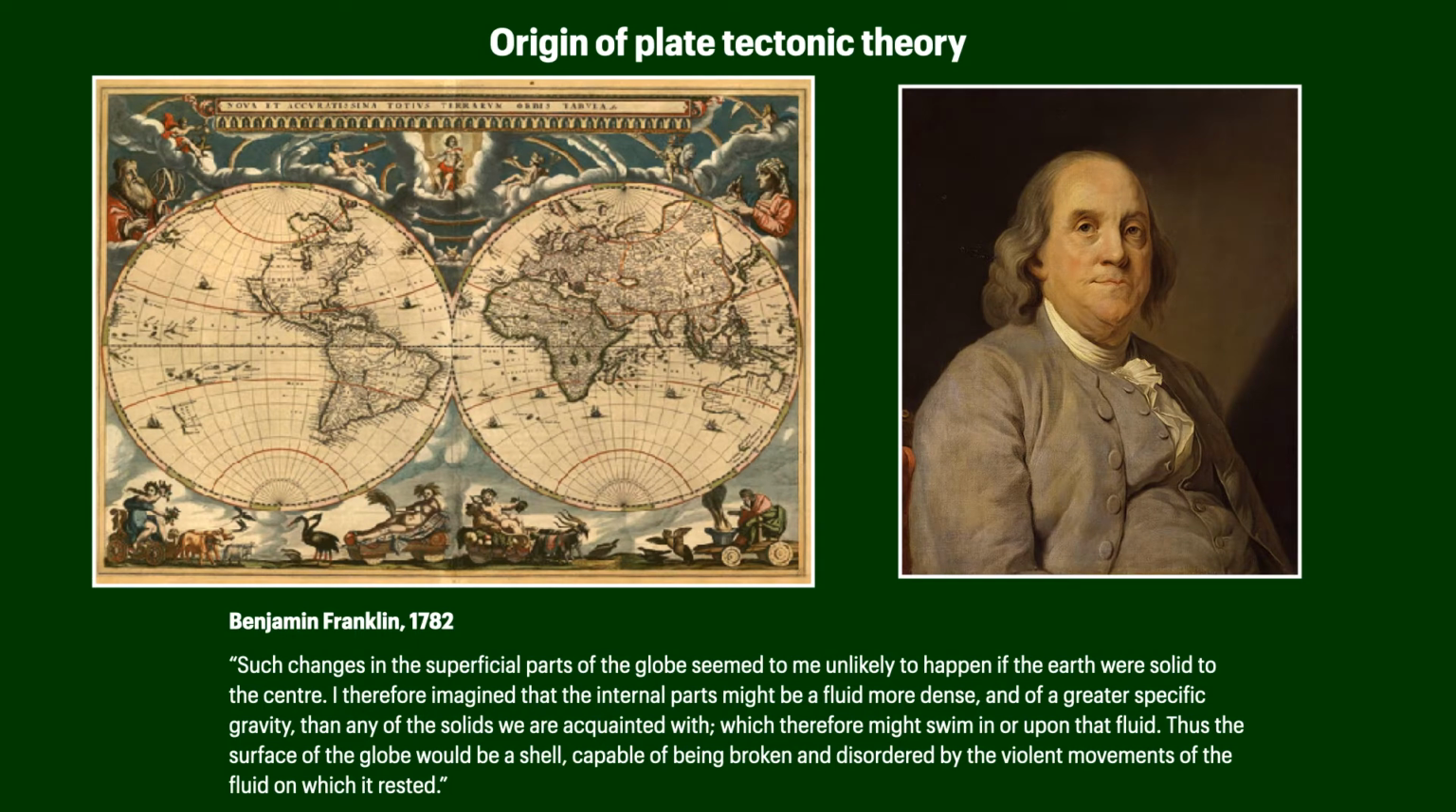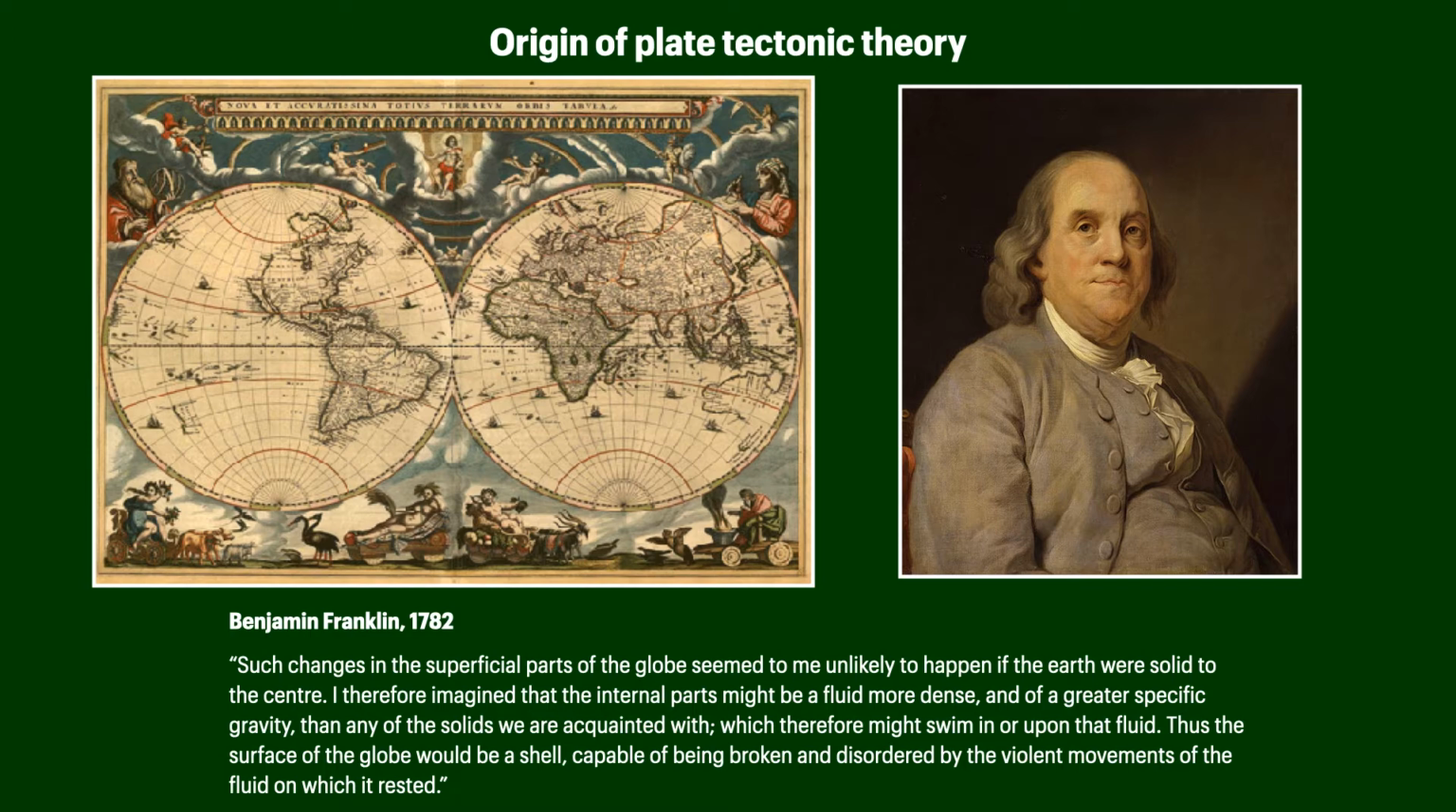Now, we can go back to Ben Franklin. He is a very interesting character, both good and bad. He suggested in 1782, looking at the surface of the Earth and the things that he sees happening, that such changes in the superficial parts of the globe seemed to him unlikely to happen if the Earth was solid to the center. So at the time, the idea was the Earth was solid to the center and the surface of the Earth didn't change since creation. Ben was suggesting instead that he didn't think that was likely.